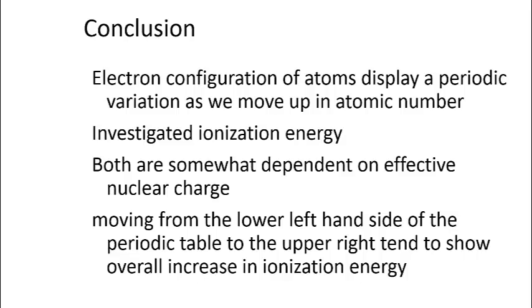We said that trends in ionization energy, in moving from the lower left-hand side of the periodic table to the upper right, tend to show an overall increase in ionization energy. Now, this behavior is the exact opposite for atomic radii. Moving in the same direction across the periodic table, we notice an overall radial decrease.